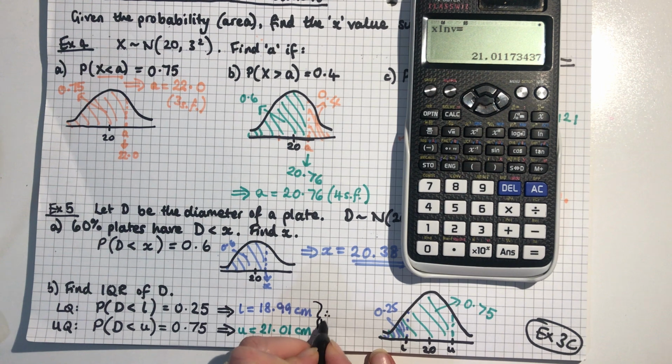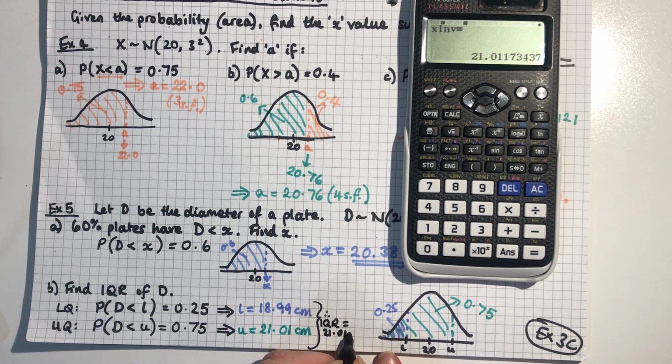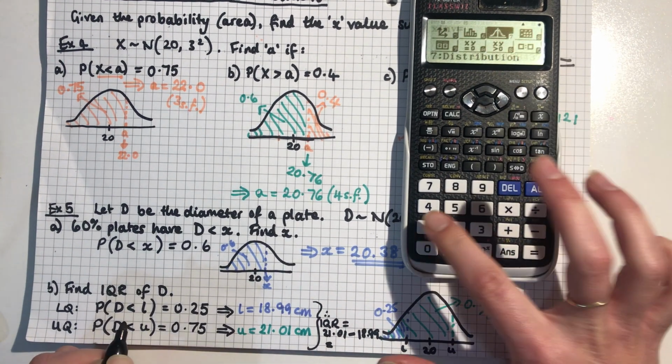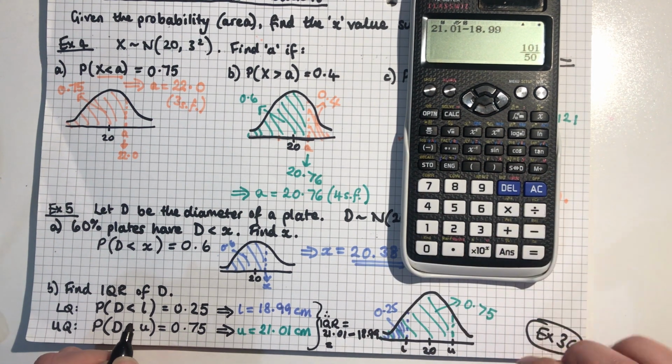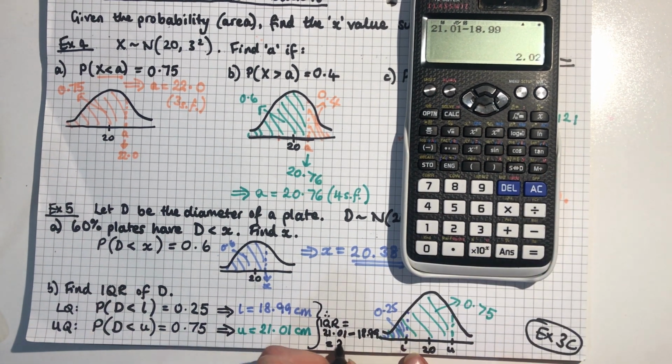So combining them both together, I can say that the interquartile range is 21.01 minus 18.99. Let's go back into normal mode, and that gives me 2.02 centimetres for my interquartile range.